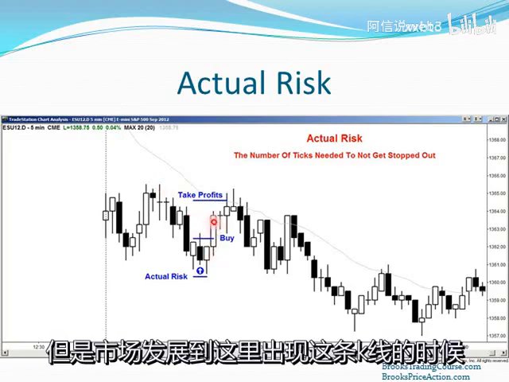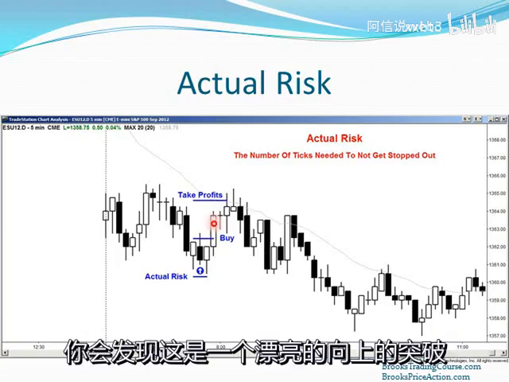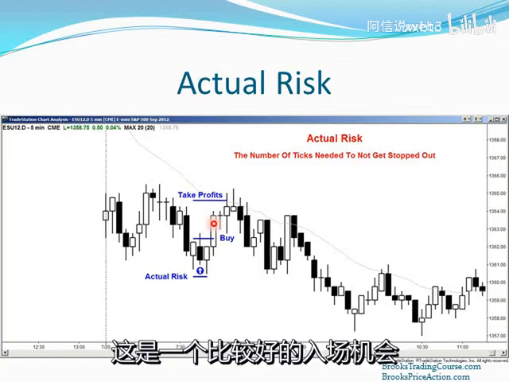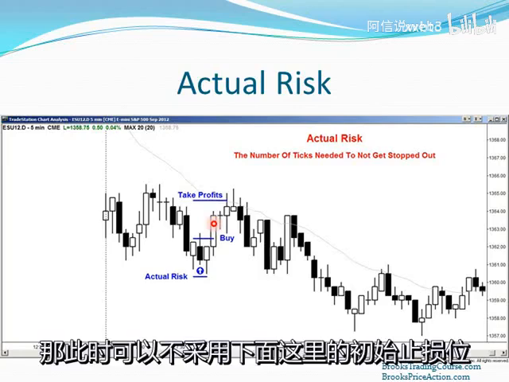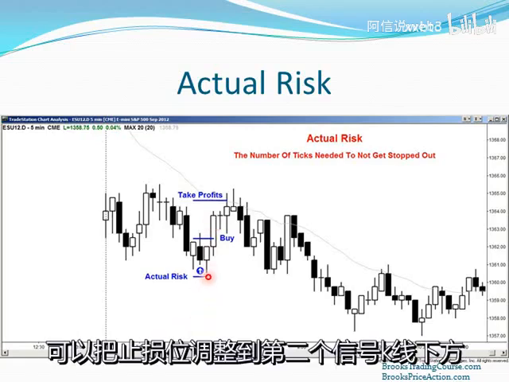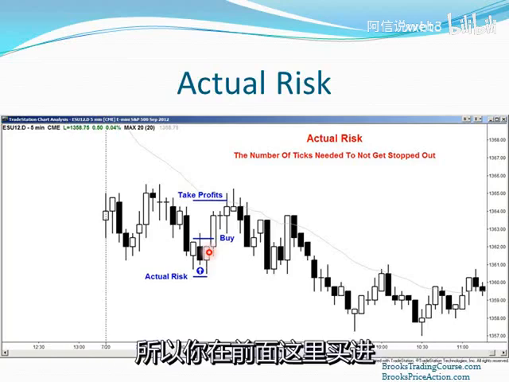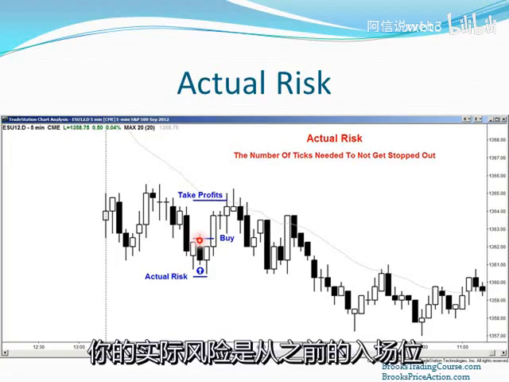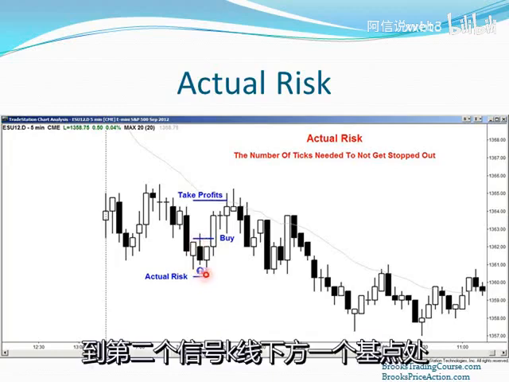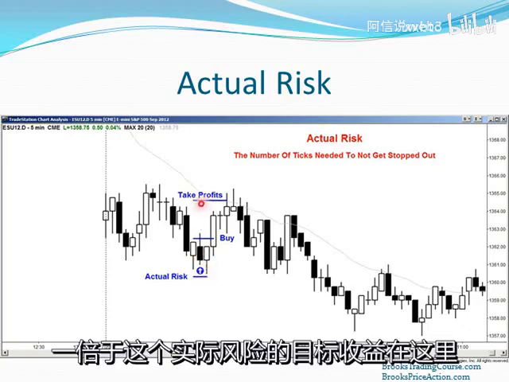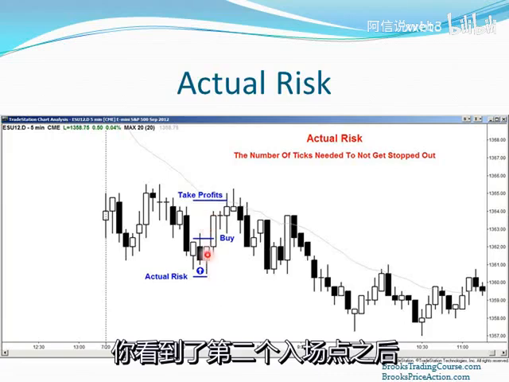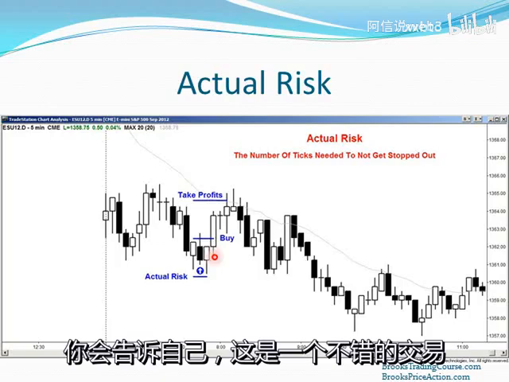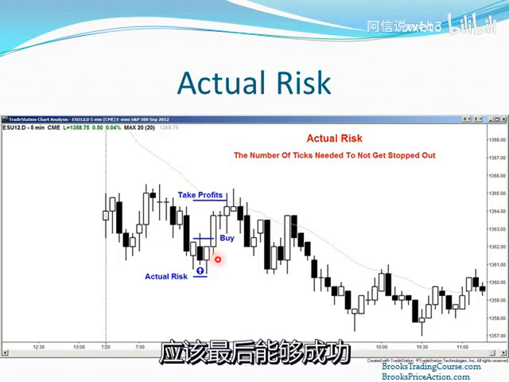On the other hand, as this bar is forming, when the market's up here somewhere, you'd say, okay, this is a bull breakout, a good looking entry bar. So I'm not going to use my initial stop down here. I'm going to move my stop up to 1 tick below the low of the second signal bar. So your actual risk, had you bought above this bar and went long right here, your actual risk is from that entry price down to 1 tick below this second signal bar. 1 times that actual risk is up here. Remember, when you looked at the trade, the second entry, at this point you said, yeah, I think it's a good trade. I think it's probably going to work.